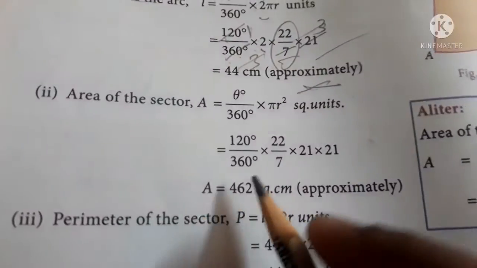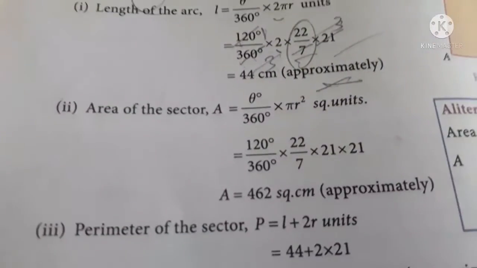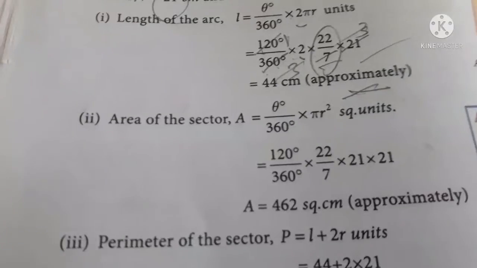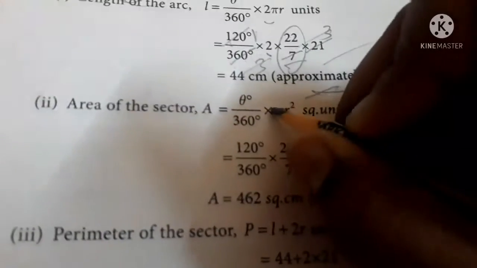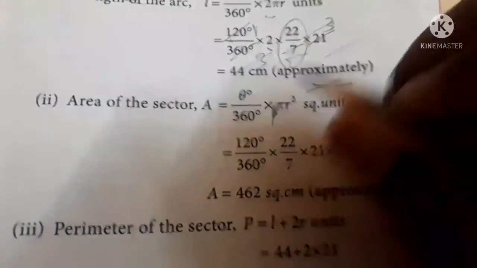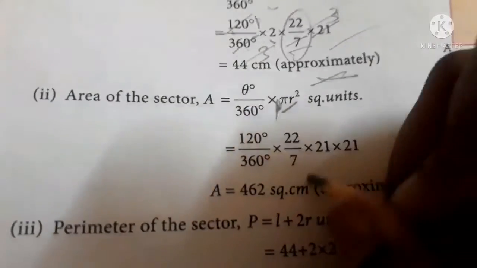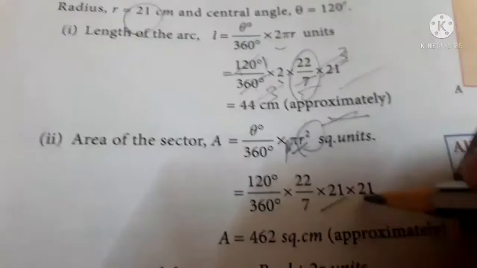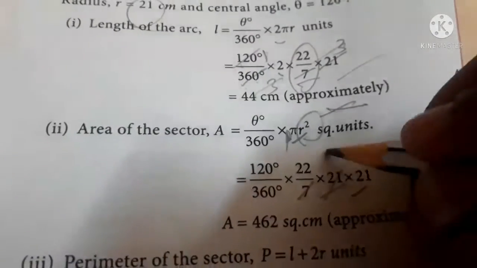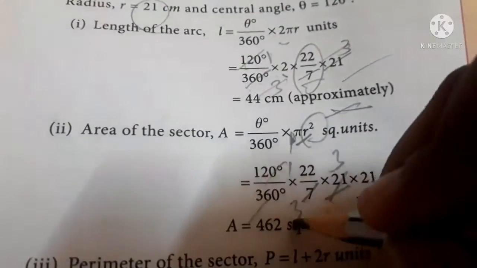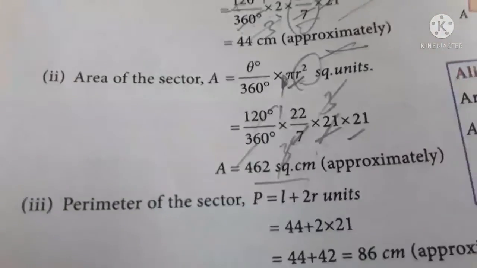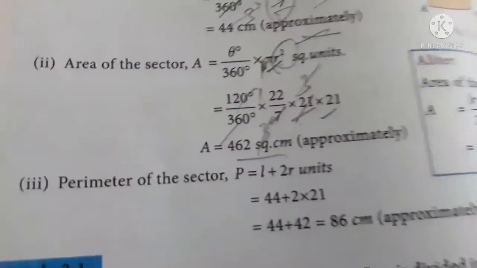Area of a sector A equal to theta by 360 into pi r square units, right? So substitute all the values. 120 by 360 into 22 by 7, because you don't have 2 in this formula, right? So don't put 2. Pi is 22 by 7. R square means you should multiply r by 2 times. 21 into 21. Now cancel 3. You will get 1 by 3, right? So 3 cancel. 22 into 21, it is nothing but 462 square centimeter approximately.